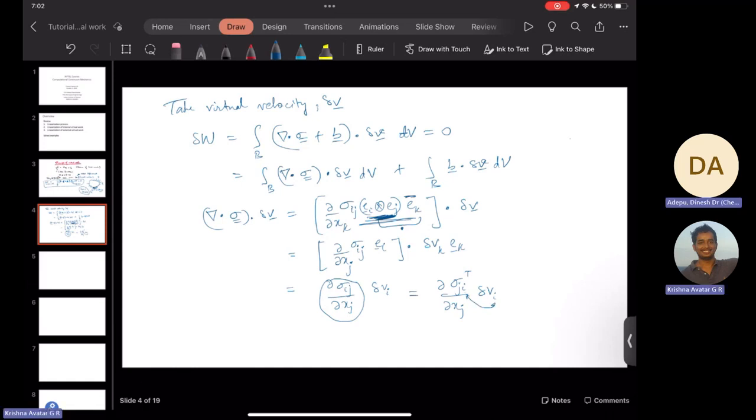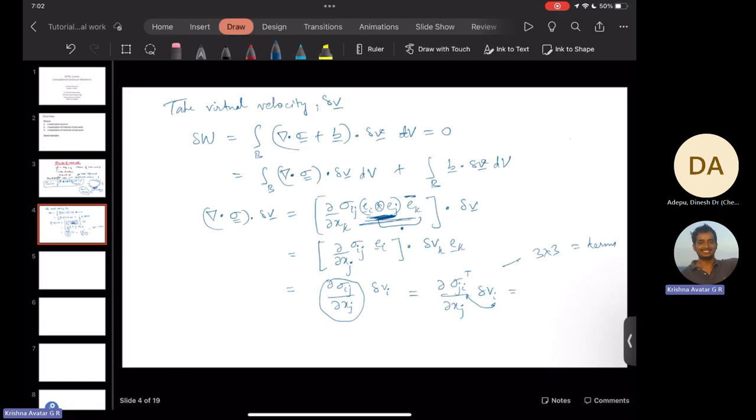So we will fix one I, take the partial derivative with respect to xj, and then plus another I, do the same. So in total it has actually 3 cross 3, so 3 cross 3 terms are here. Now I'll say fine, but what are we attempting to do?